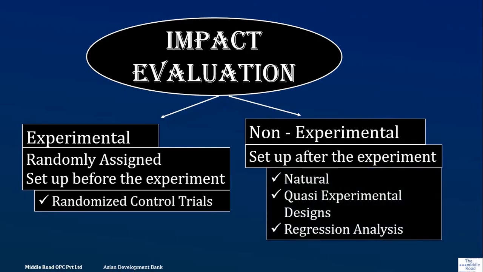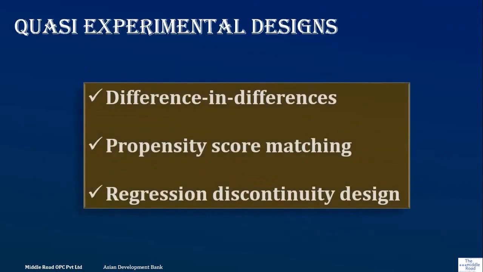Some of these experiments are natural, so we'll not go into the natural part. We'll be talking a bit about quasi-experimental designs and regression analysis. That's what I was talking about. Regression is very important as we go on. This is one way you will be seeing the effect, the causality of your policies.